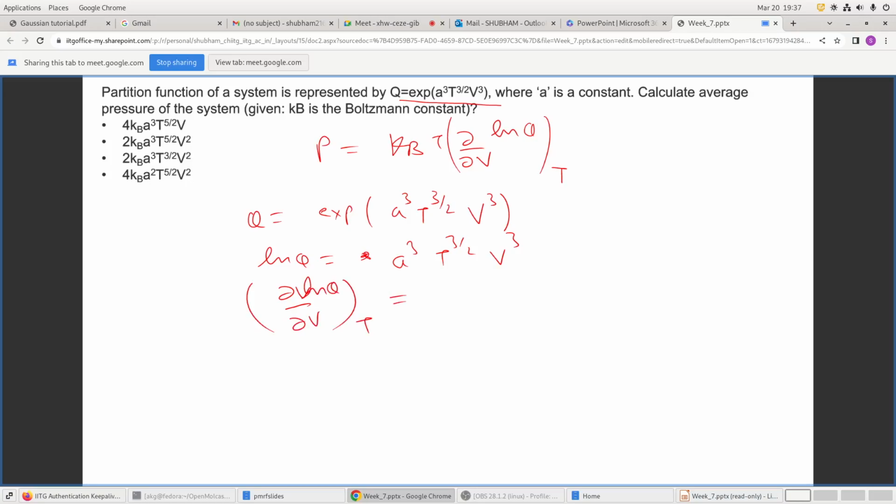A is also a constant. So it will be A cube T to the power 3/2 into 3V square. The power will come ahead and then 1 will be subtracted from 3, so this will be 3V square. So this is 3A cube T to the power 3/2 V square.